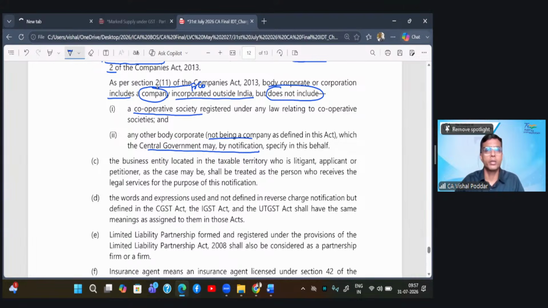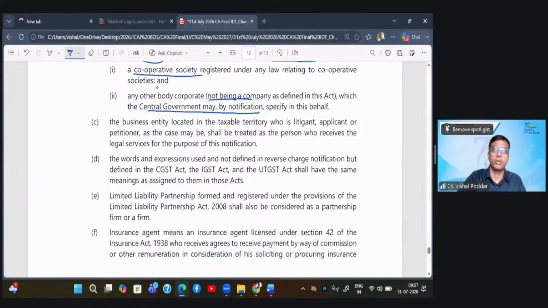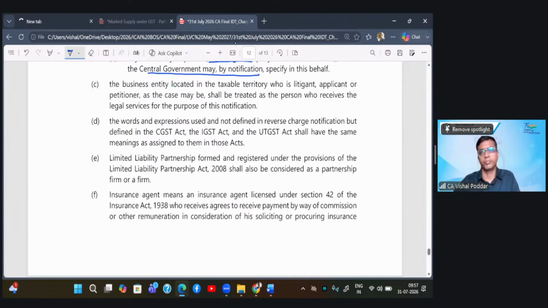So in short, the body corporate definition will not cover cooperative societies and other body corporates which are notified by the central government, but it will include a foreign company. Students, in very simple words, body corporate includes companies and corporations, maybe Indian or foreign. Now, the business entity located in the taxable territory.